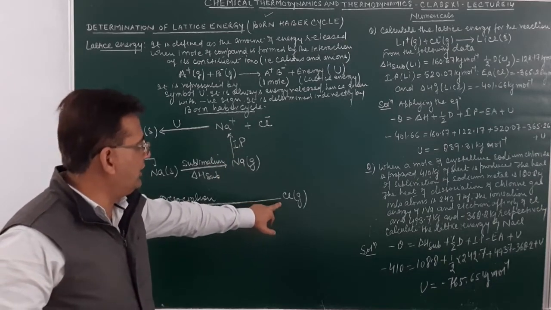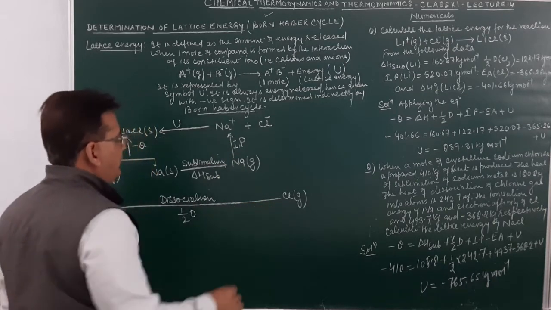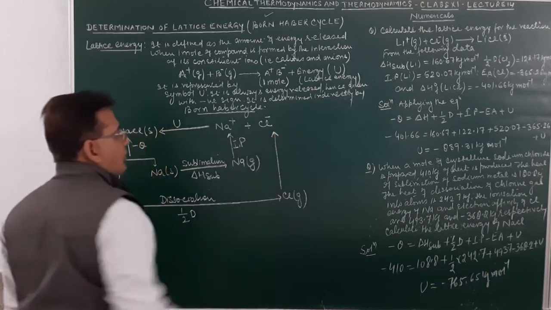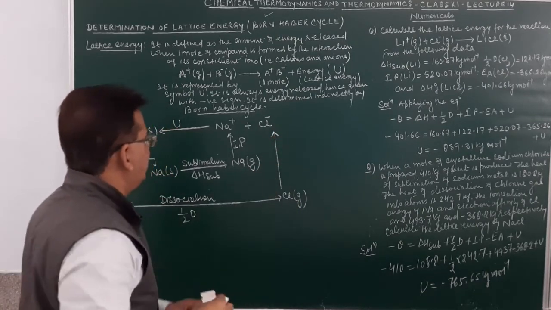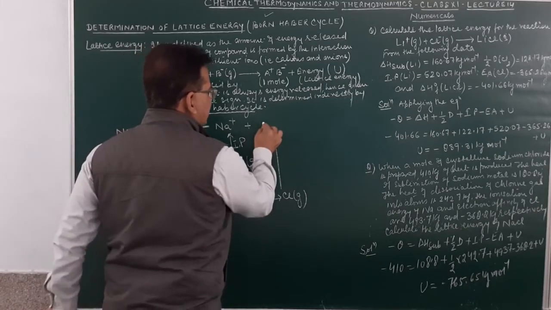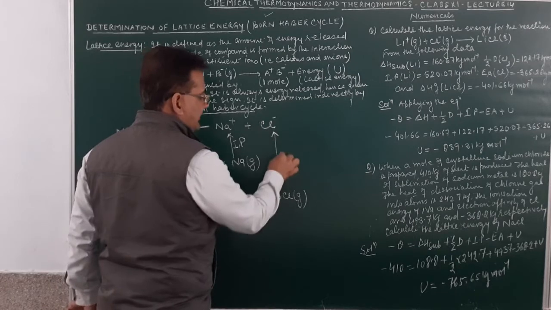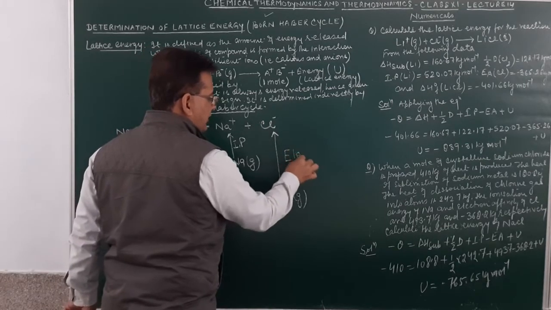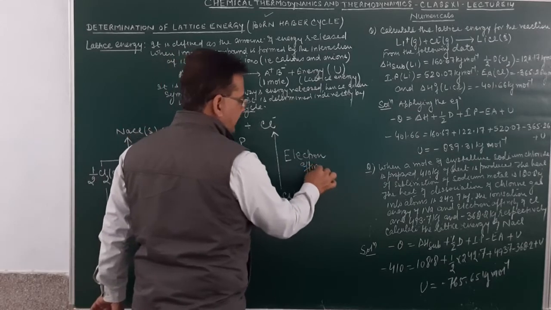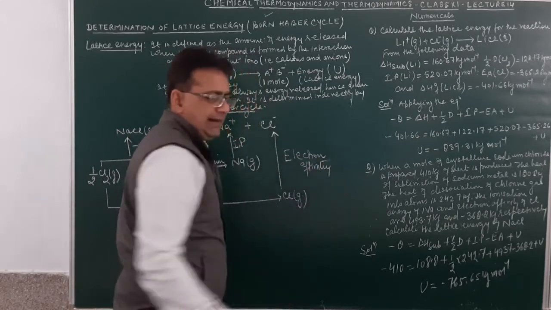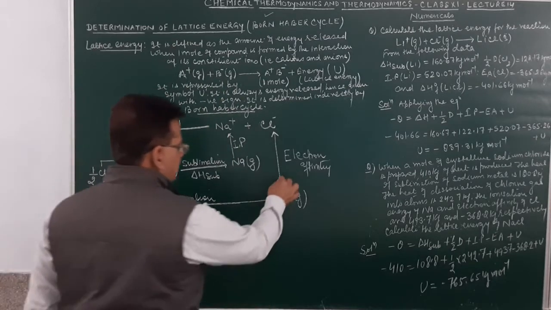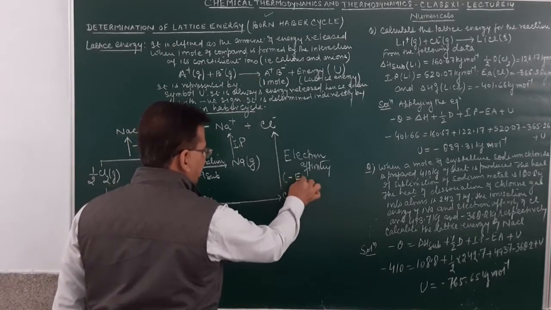Here chlorine is in the form of a gas. It is to be converted into the chloride ion, which is negatively charged. Energy will be released. The energy released in the gain of an electron is called electron affinity. It is always and always the energy released. So we will keep it as minus electron affinity.